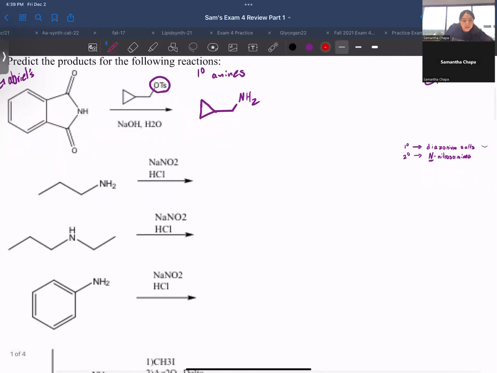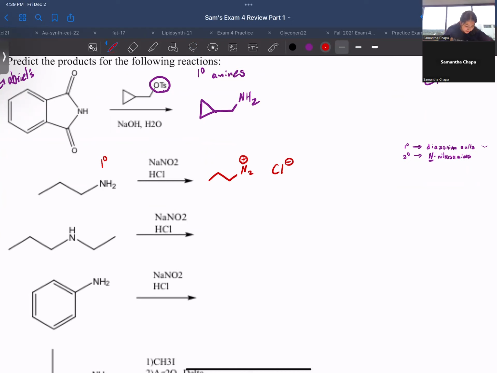So it's the same thing with the diazonium salts and the nitrosamines. Find out whether your amine is primary or secondary. So here I have a primary amine, so I'm going to make a diazonium salt. And then use Cl to neutralize the charge.